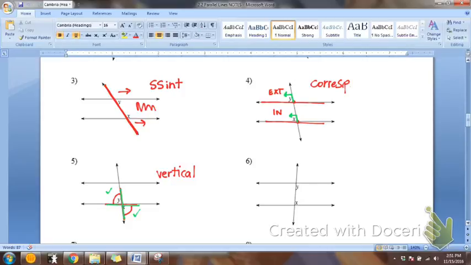Okay, number 6. Quentin, what'd you say for number 6? Same side, interior. Does anyone agree with Quentin? Yes. I would as well. They're both on the inside, and they are on the same side. Okay, try 7 through 10.